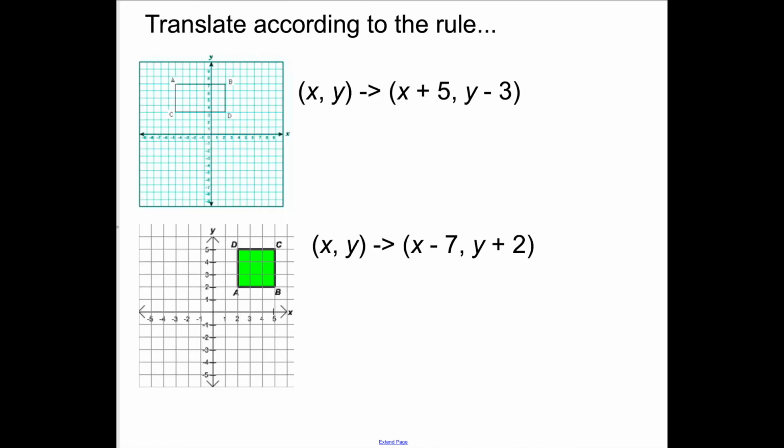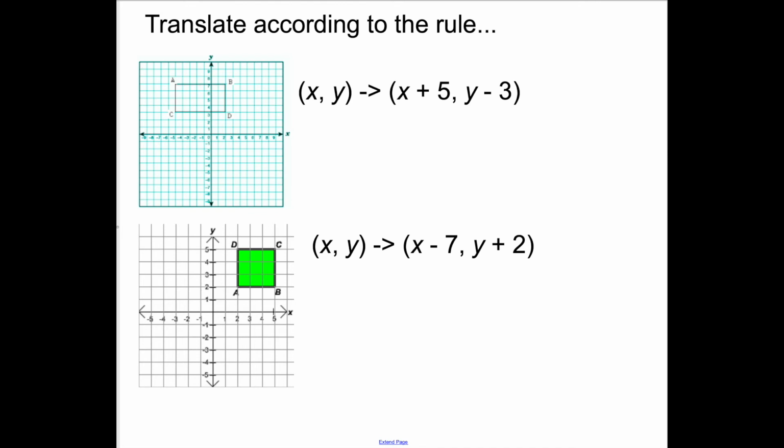All right, folks, so now I'm going to turn it over to you for another you try. What we want to do here is try to translate according to the rule. In the top shape, we have that (x, y) goes to (x + 5, y - 3). So it's literally telling you again how to manipulate the x and y coordinates.